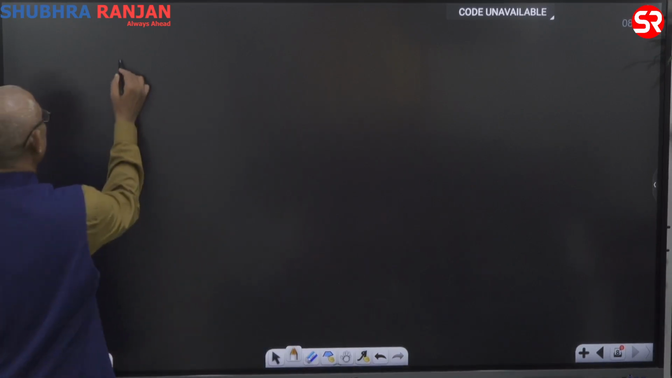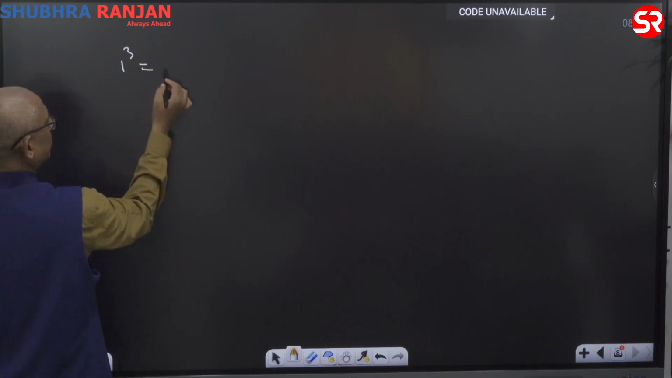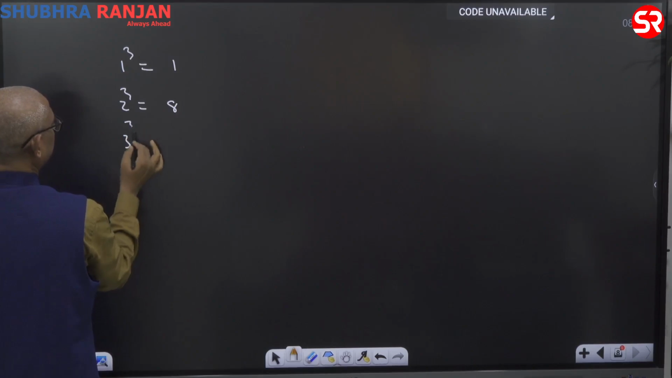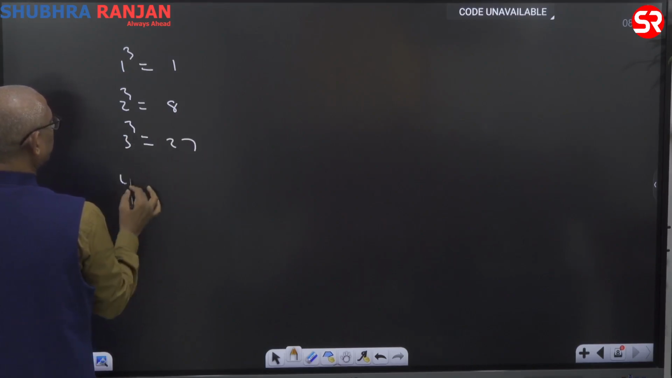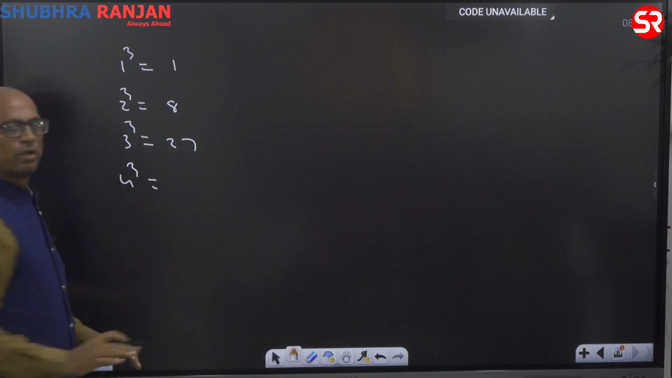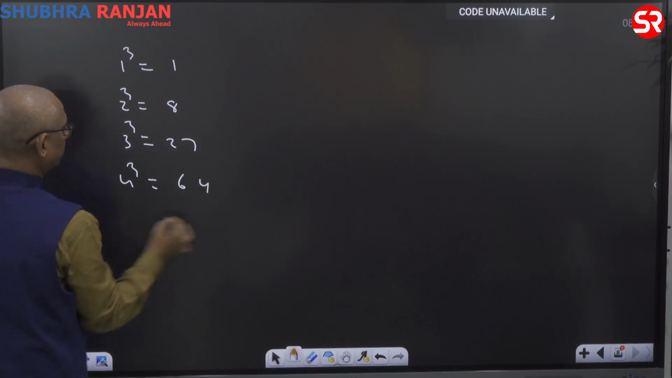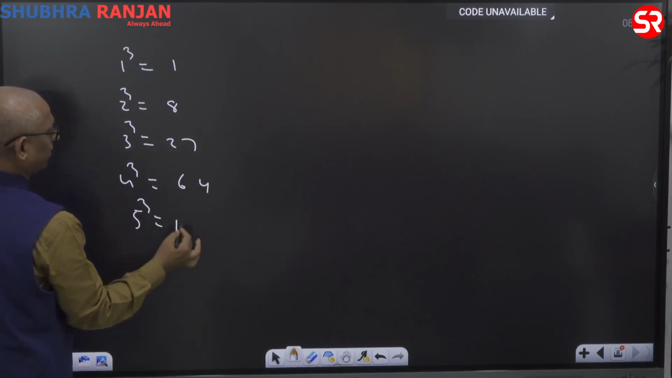So 1 cubed is how much? 2 cubed, 3 cubed, 27. 4 cubed, 64. Good. 5 cubed, 125. 6 cubed.